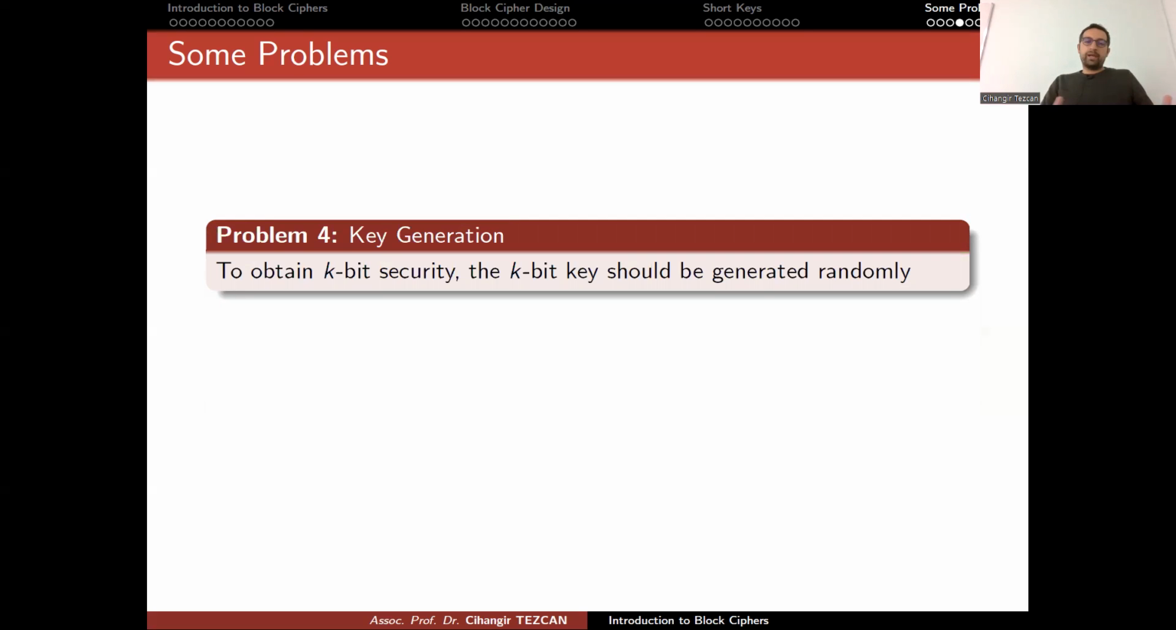So the third problem I want to mention is key generation. We always said that we have secret keys, but somebody has to generate that secret key, right? To obtain k-bit security, the k-bit key should be generated randomly. But in practice, we see that this is not the case most of the time.